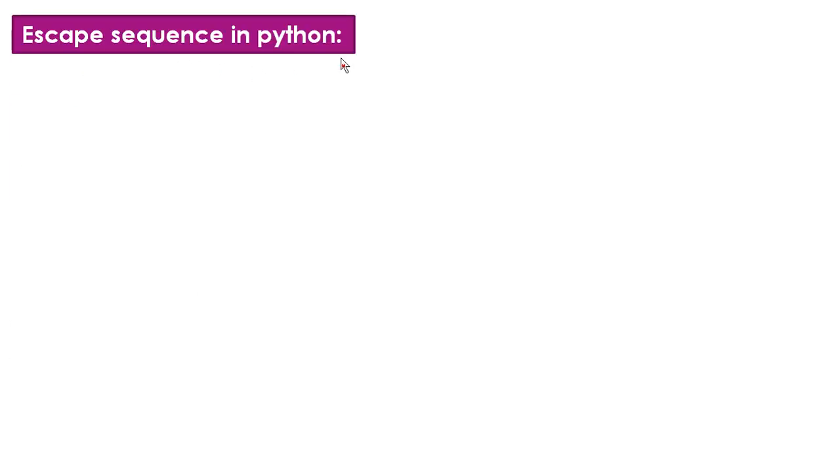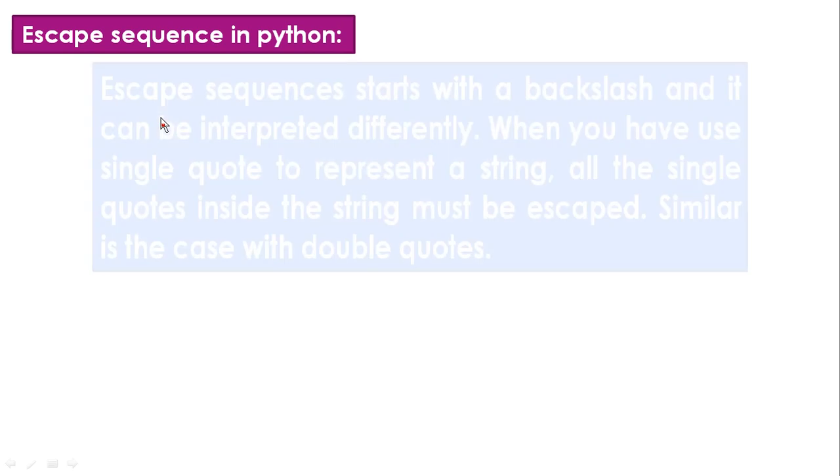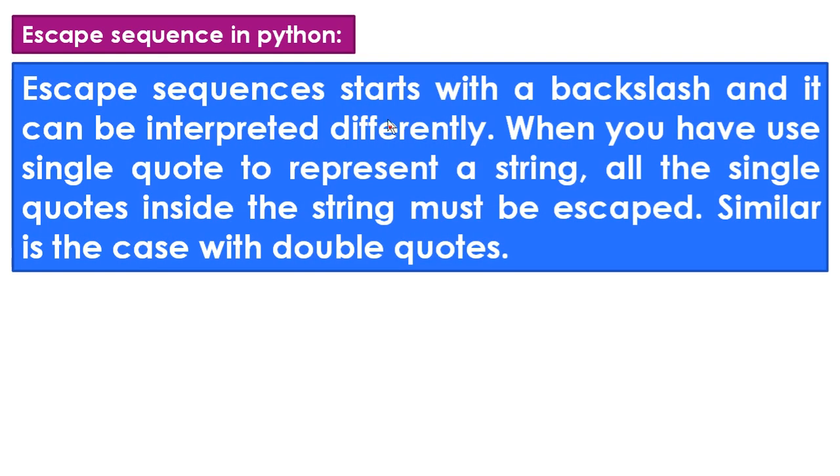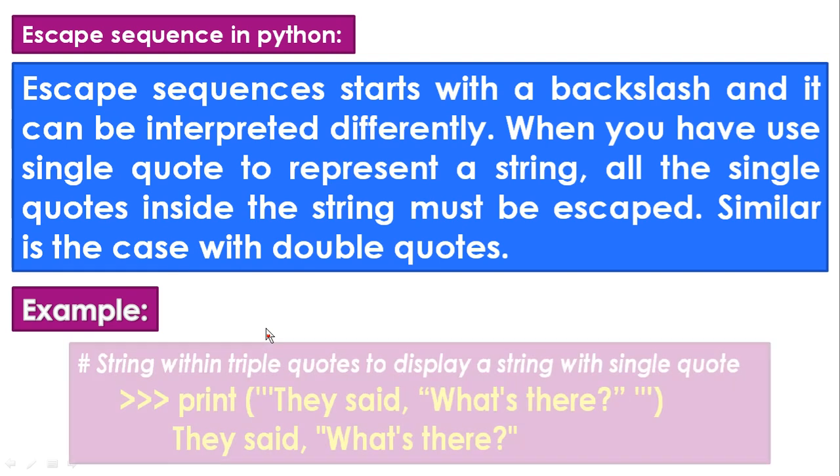Next one, escape sequence in Python. Escape sequences start with a backslash and can be interpreted differently. When you have used a single quote to represent a string, all the single quotes inside the string must be escaped. Similar is the case with double quotes. Here is the example.